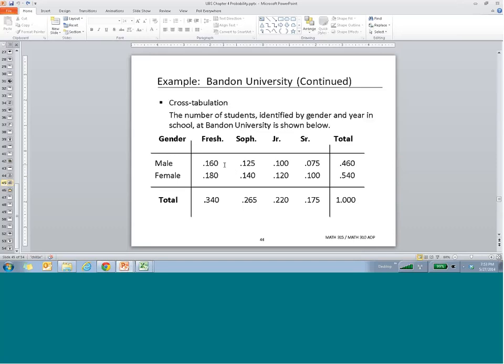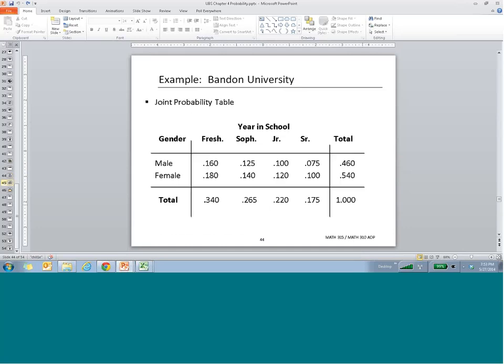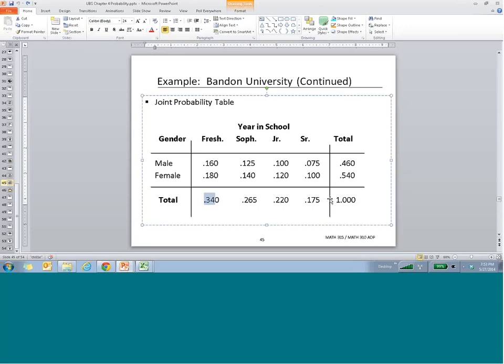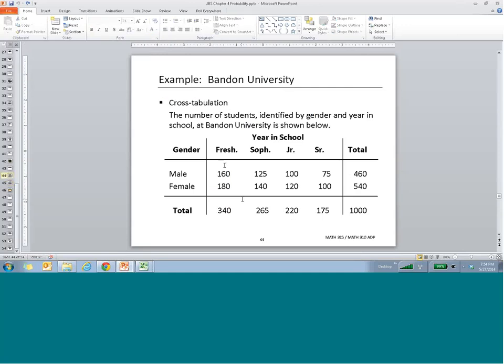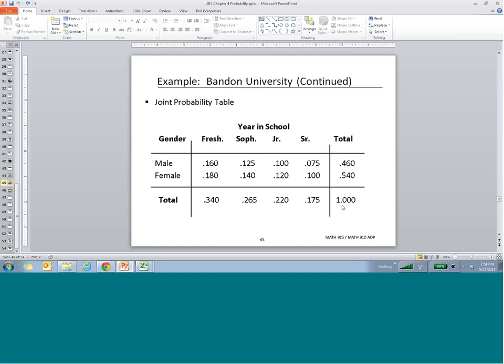Okay, so 460 of my total students are male, well, that's 46%. 16% of my total population of students, 16% of them are male freshmen. 34% of all of my students are freshmen. So you see how I just turned counts of numbers into probabilities. Questions on that?